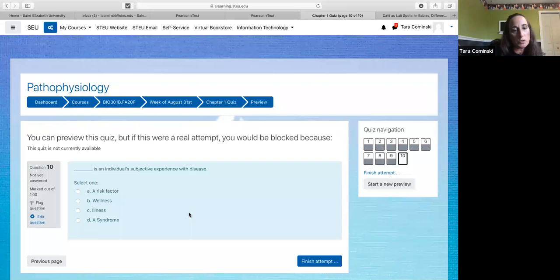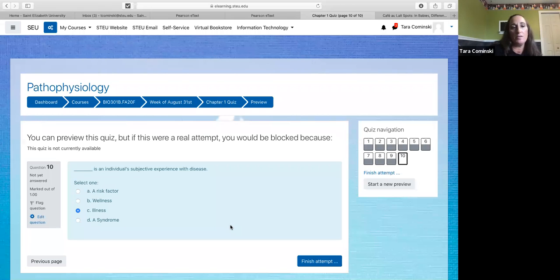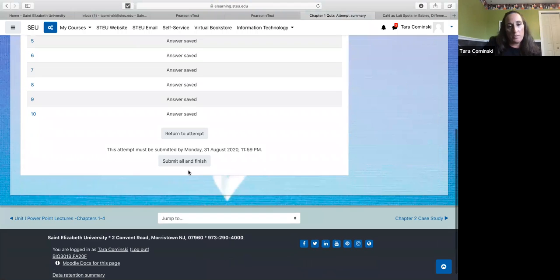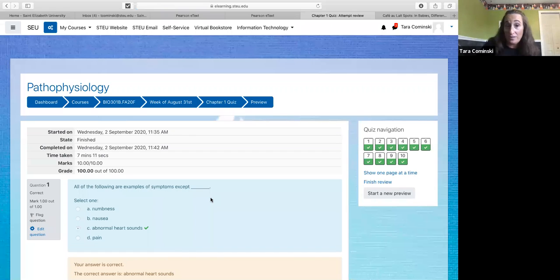All right, blank is an individual's subjective experience with disease. Illness. Remember we talked about that. Illness is how the patient feels, how ill they feel. They could have a disease but feel well, so having a disease and being ill don't always have to be together. And vice versa, you can not have a disease but feel ill. All right, so let's make sure that we got 100. Otherwise, I better go fix it. And we did. Okay, so everything looks fine.